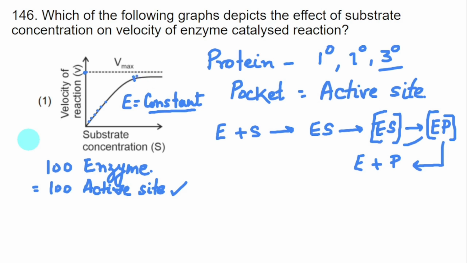So after reaching Vmax, you will see a flat graph. It doesn't increase any further. So this pattern is typical of the graph of velocity of reaction versus substrate concentration.